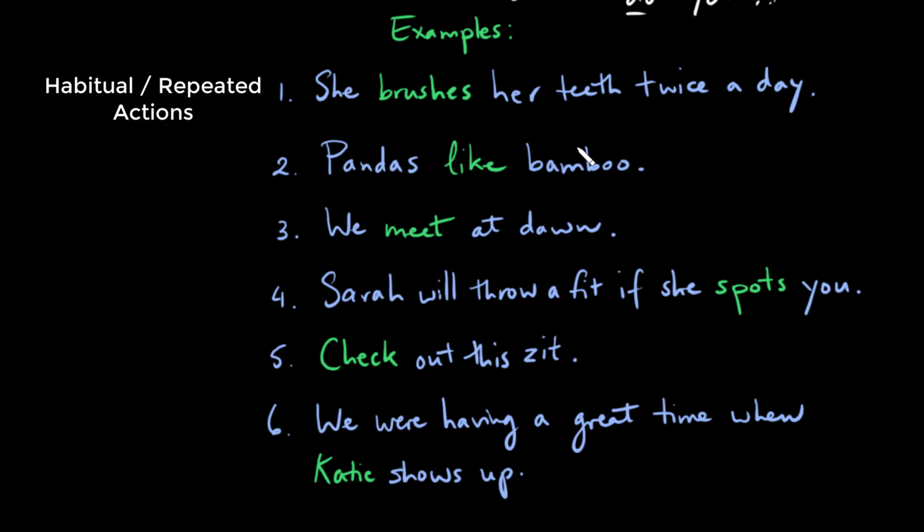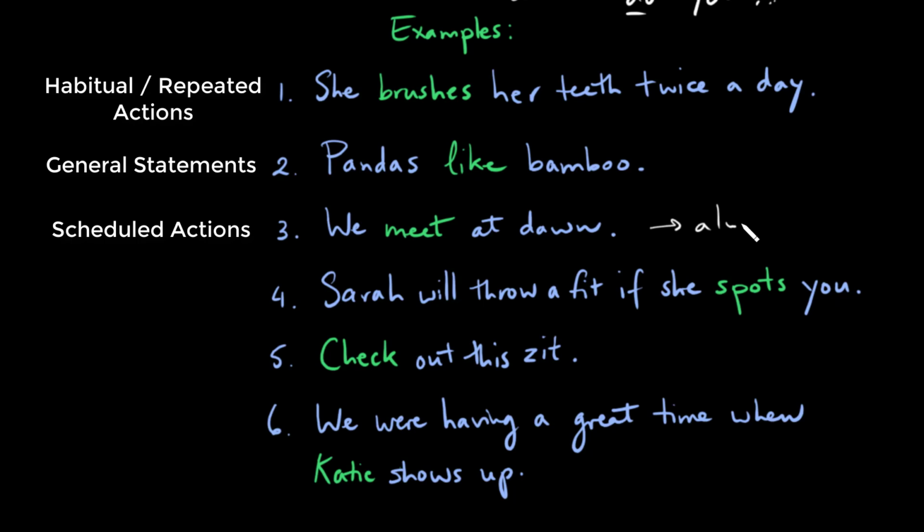In the second instance, we say pandas like bamboo, and this is a general statement. It's a general observation about behavior. So these kinds of general statements, they are true across time, and as a result, the present simple has a kind of timeless aspect to it. The third one, we meet at dawn. This one talks about scheduled or arranged actions, and often you'll see the word always kind of added in. All right, we always do this. So that's one possibility. Another one is some kind of reference to time.